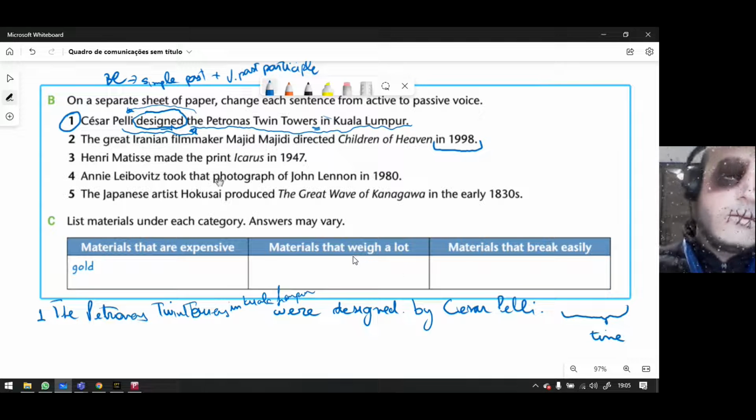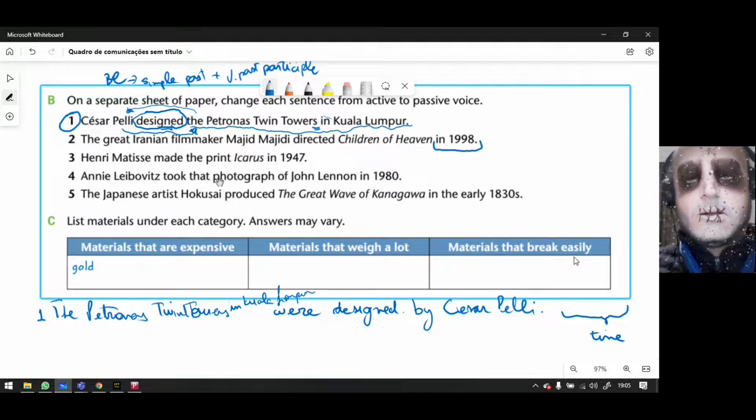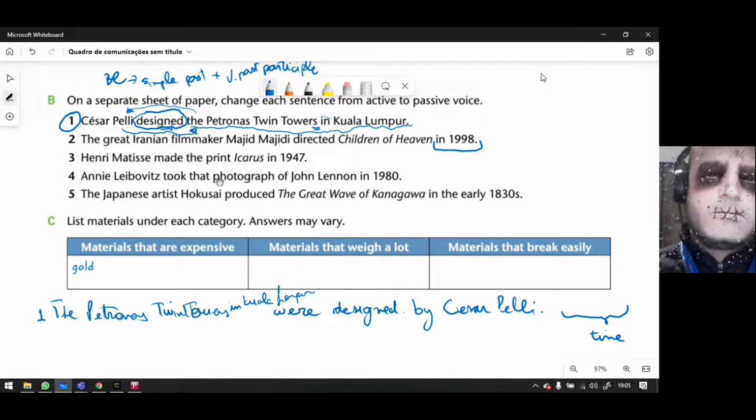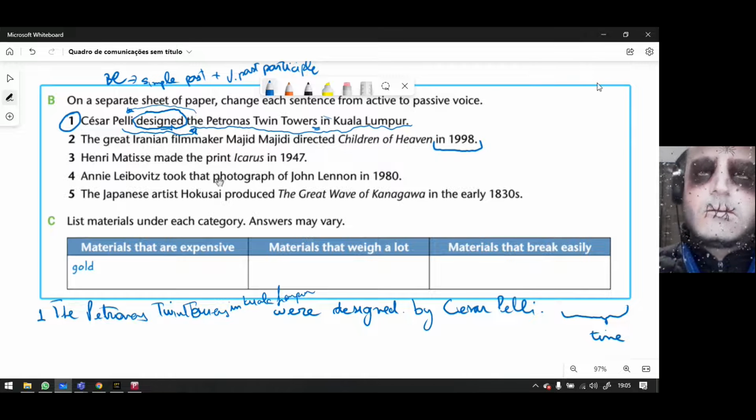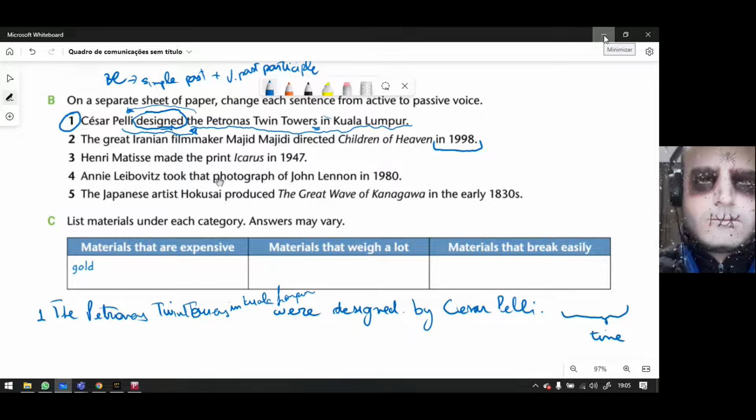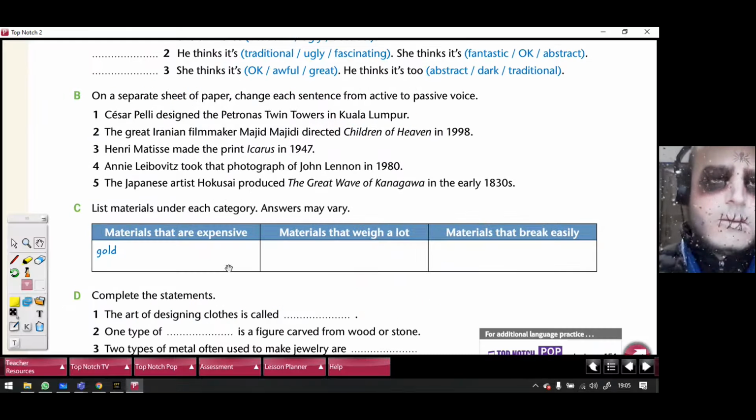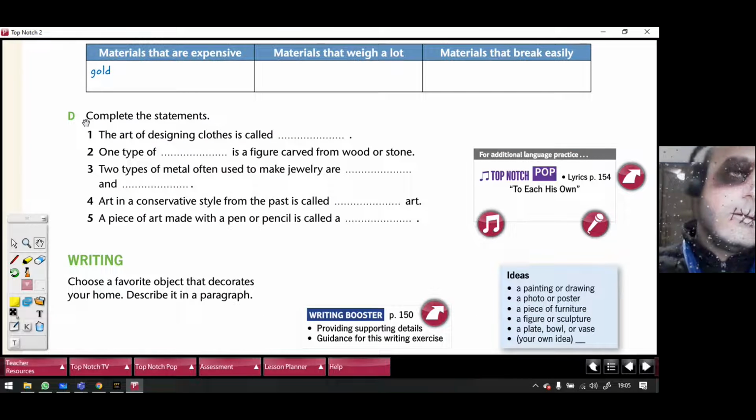You say at least 2 materials that break easily. I know some. But you're going to see for yourself. Afterwards, you can check the last lessons for vocabulary.